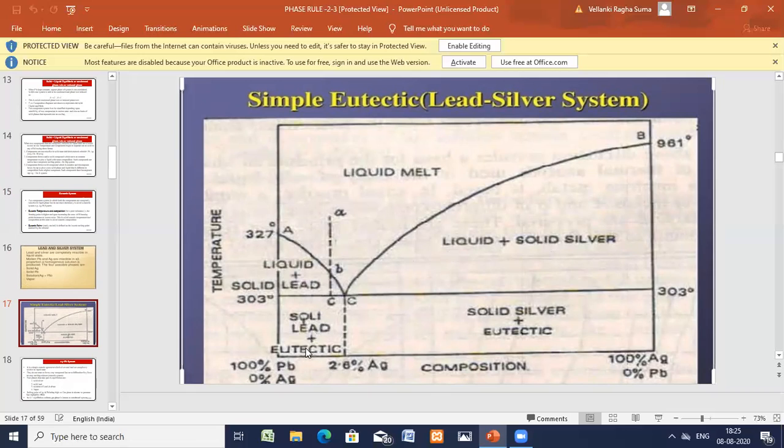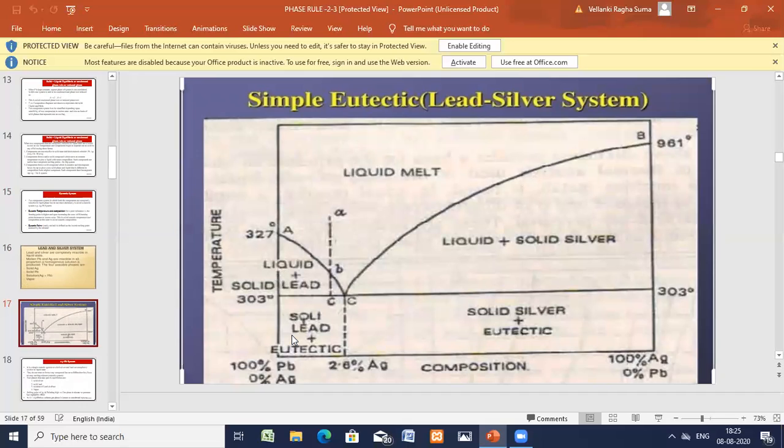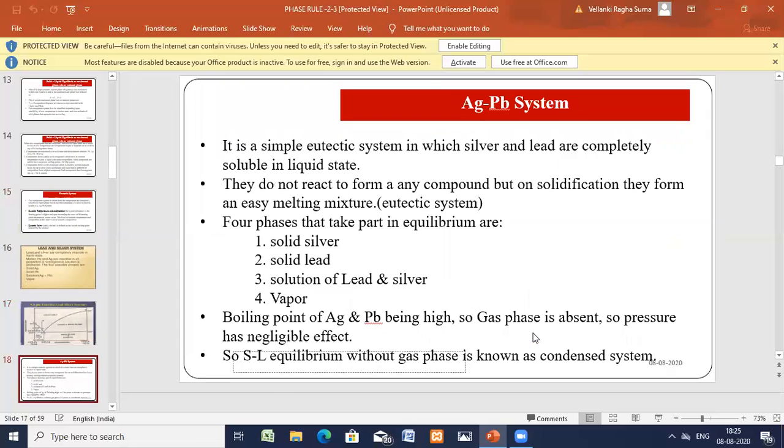Now here we have solid lead and the eutectic mixture. Do you know what a eutectic mixture is? Previously I covered the eutectic mixture. Two components that are easily miscible but do not react make a eutectic mixture. I have solid lead plus eutectic mixture; they don't react. Solid silver and eutectic mixture: lead is there as well as silver, but they don't react. That is a eutectic mixture. Now we'll see the simple lead-silver system.